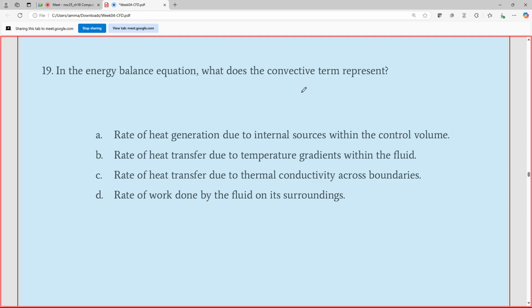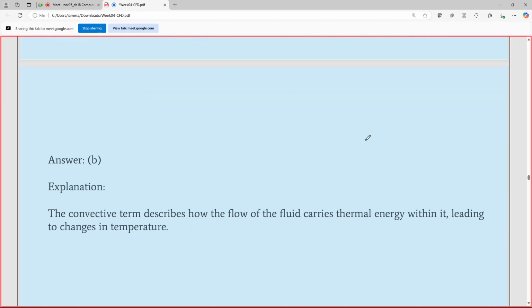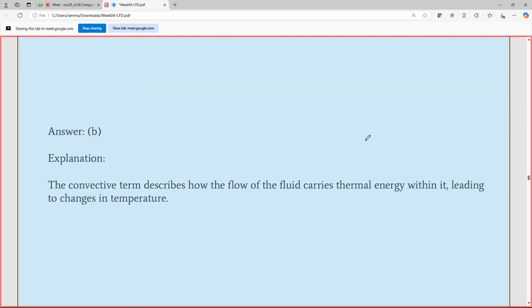The convective term in the energy equation represents the rate of heat transfer due to temperature gradients within the fluid. Convective term represents, as discussed before, how the fluid velocity is convecting or carrying the thermal energy. So best suited answer is option B.